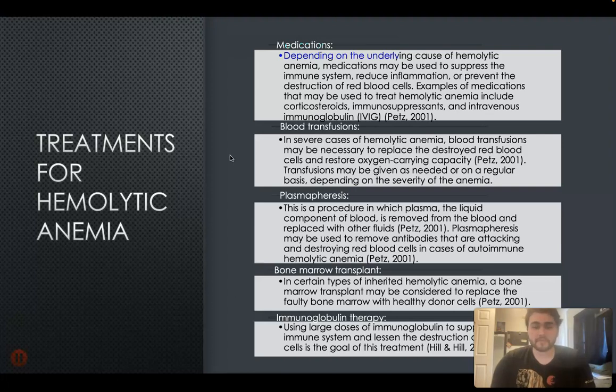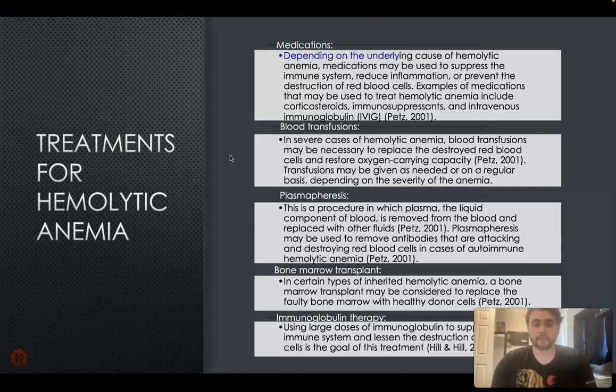Plasmapheresis is a procedure in which the plasma, the liquid component of the blood, is removed from the blood using a centrifuge and replaced with other fluids. Plasmapheresis may also be used to remove antibodies that are attacking and destroying red blood cells in cases of autoimmune hemolytic anemia.